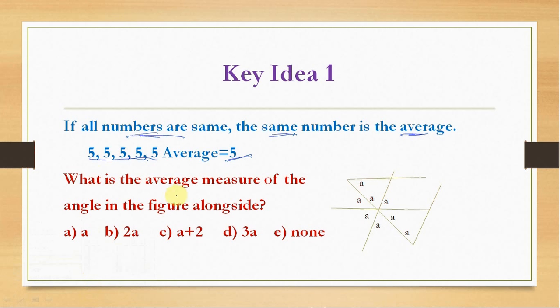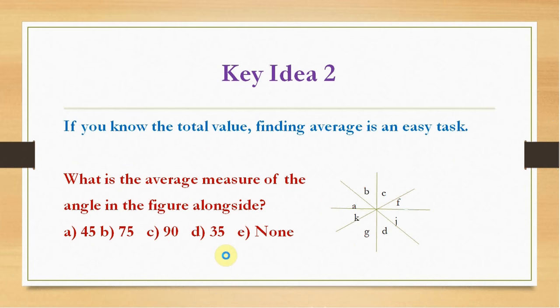while answering the questions like this. So in this figure, all the 8 angles measure a degree. So if we find the average, it will be equal to a degree. So the correct answer choice is A. So in this case we need not find the value of A, we need not worry about it because all the answer choices are in terms of A.